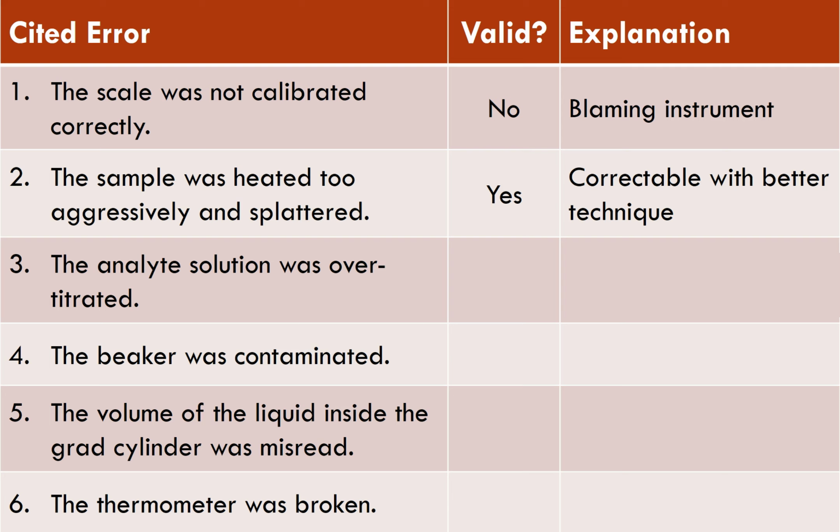Number 3, the analyte solution was over-titrated. This happens all the time in Regents chemistry. This is a valid source of error. Again, it's correctable with better technique. This is also why we tend to do titrations in triplicate.